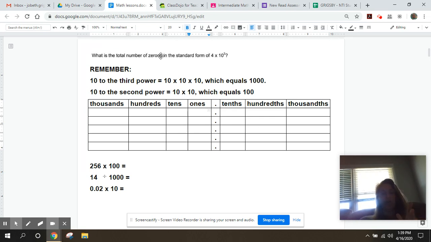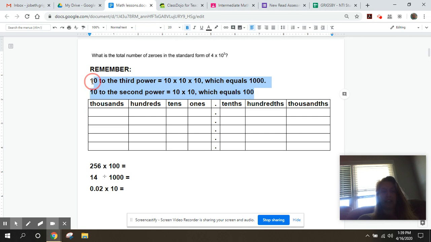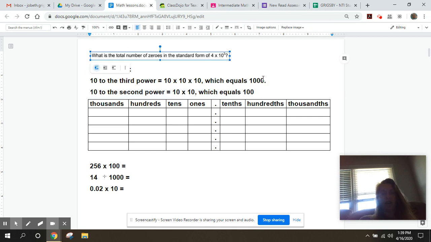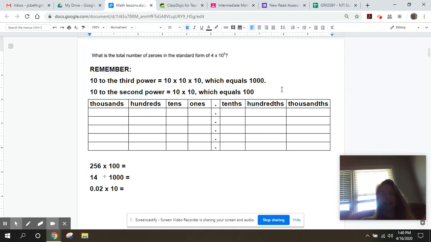So this says, what is the total number of zeros in the standard form of 4 times 10 to the third power? So 2 things that I want you to remember when you see this on your test is 10 to the third power, right here, means they want you to multiply 10 times 10 times 10. And 10 times 10 times 10 equals 1,000. So 4 times 1,000, what would that equal? How many zeros would be in that answer? So those are things that you're going to be looking at.